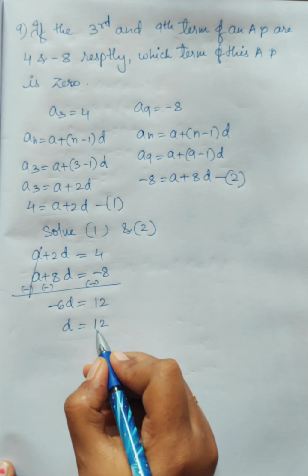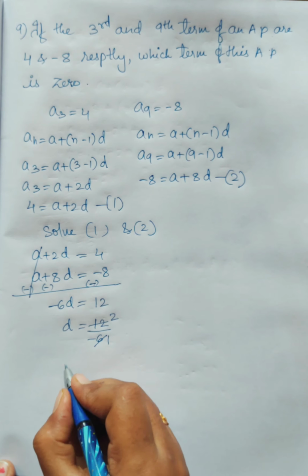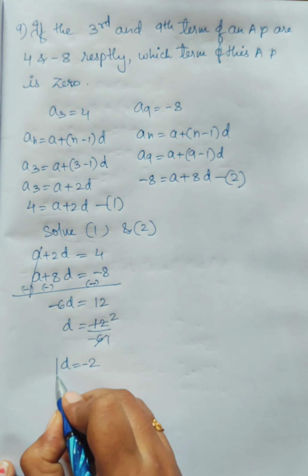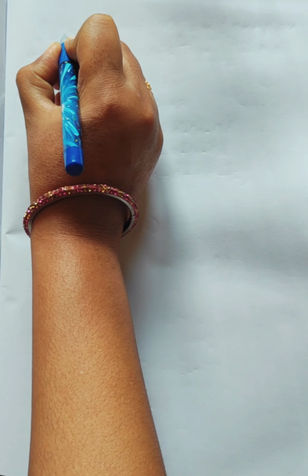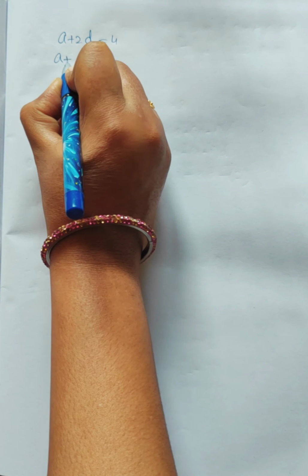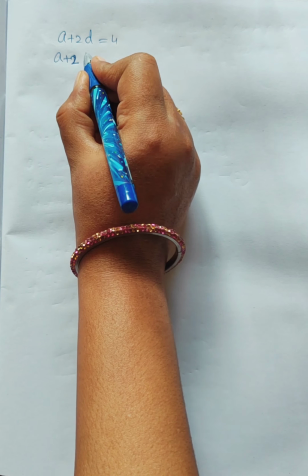12 by minus 6. 6 1s are 6, 6 2s are 12. So the value of d is 2, minus 2. Okay, here it is negative. The value of d is minus 2. Now find the first term. How are you going to find it? Take any one equation out of the two equations. So I am going to take the first equation. The first equation is a plus 2d is equal to 4. a, keep it as it is, 2. So what is the value of d? d is minus 2, which is equal to 4.